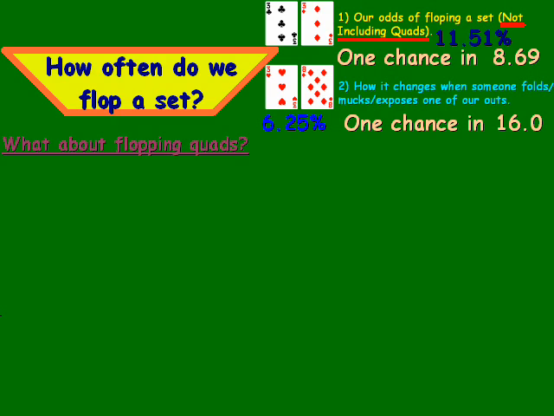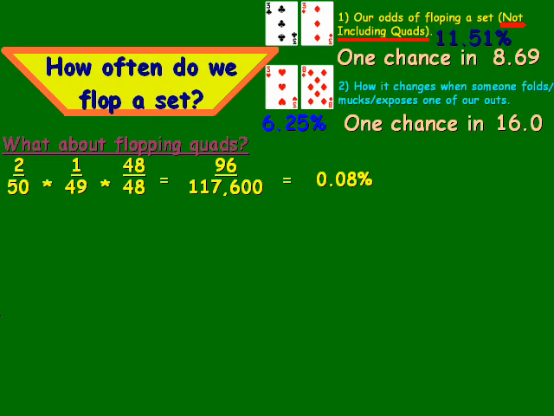Now let's take a look at the odds of flopping quads. Let's start with the first component here. There's going to be 2 over 50 times 1 over 49 times 48 over 48, because that's one way out of 3 we can flop quads. Multiplying 2 times 1 times 48 is 96. 50 times 49 times 48 is 117,600. That comes out to 0.08%, so a really low number.